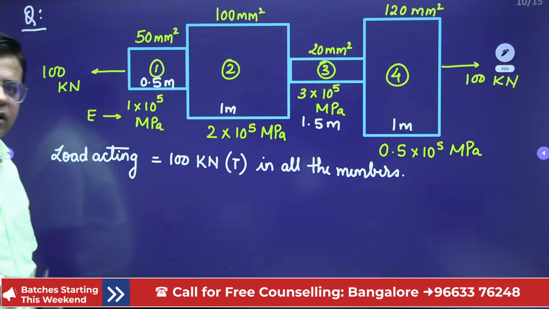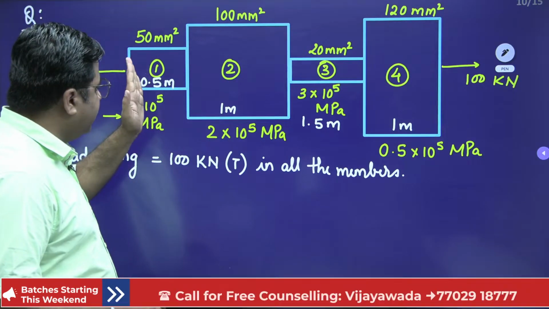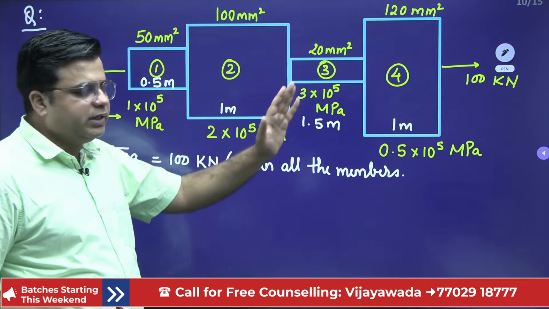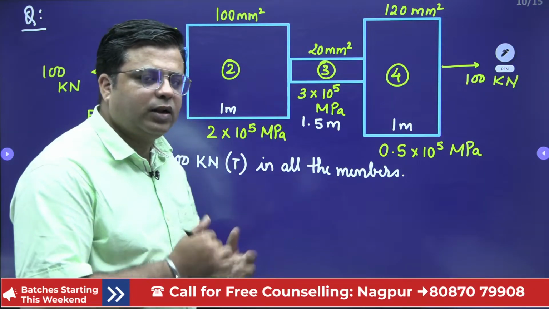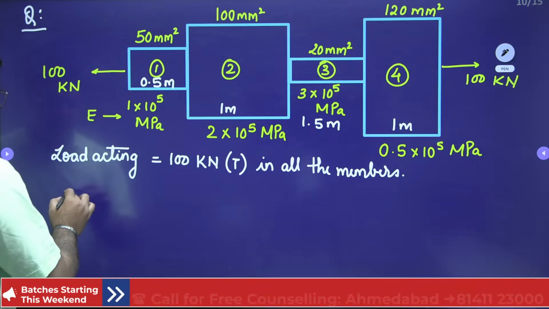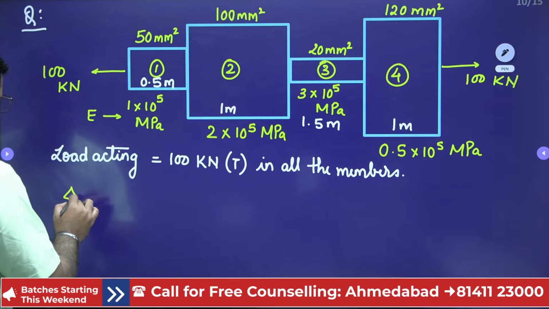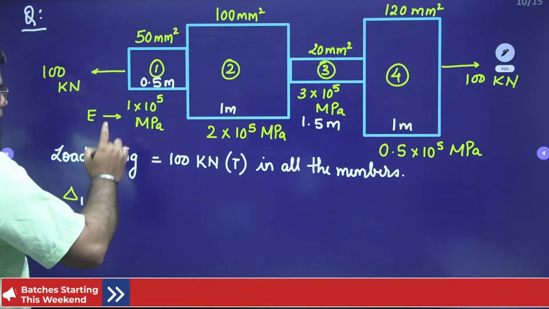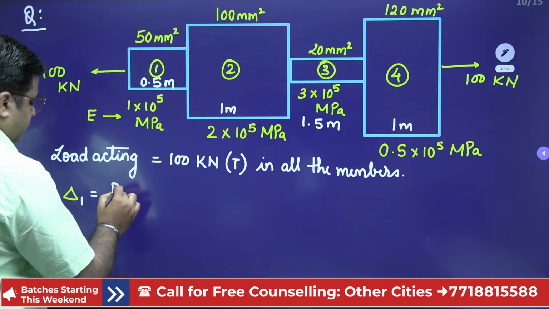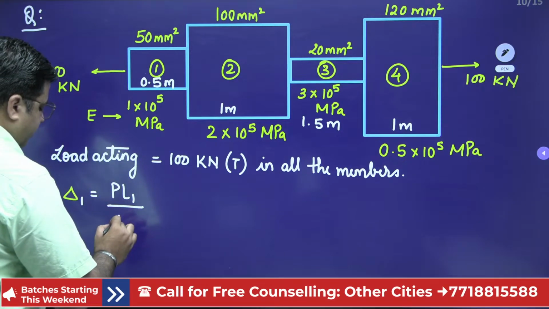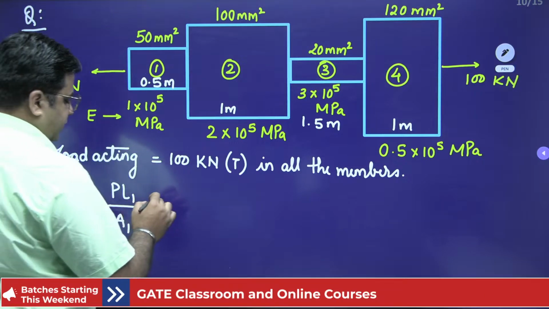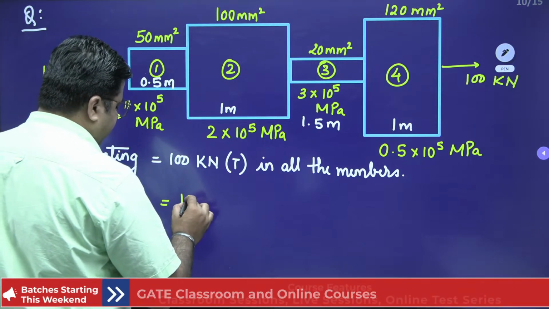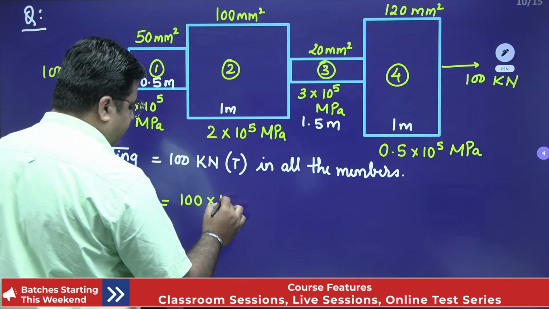Now in order to calculate the total deformation, I need to calculate the individual deformations and then add them up to get the total deformation. So the individual deformation delta 1 is equal to P L1 upon A1 into E1. P is 100 kilonewton tensile. So this is 100 into 10 raised to power 3.